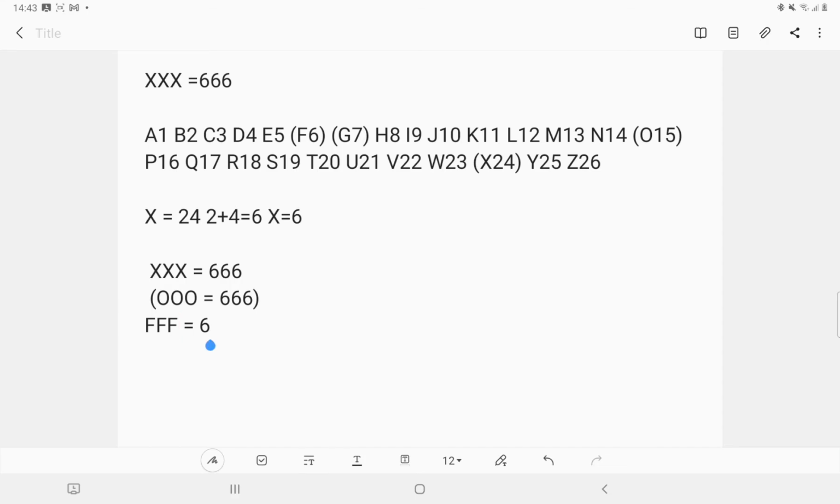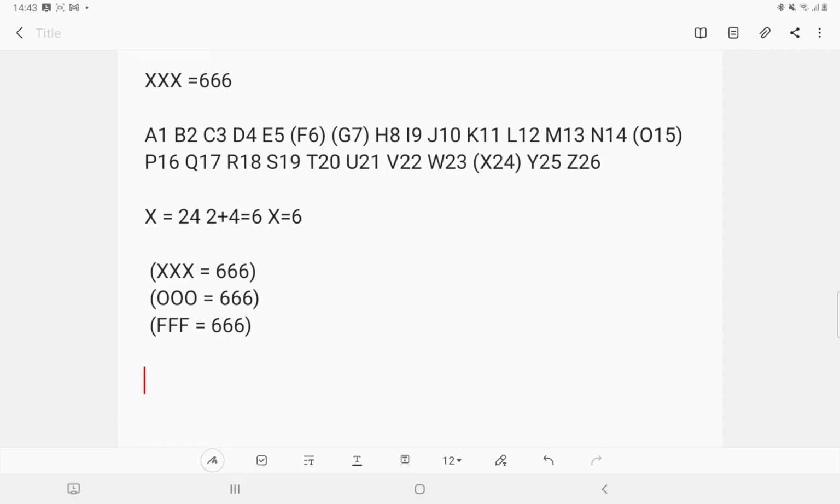FFF equals 666. Hold on guys, I haven't got to where I need to be yet. Just give me a sec, because this is where it gets interesting now. I don't even know why I did that. I don't really need that in, but there you go. XXXFFF. Well, of course, right? This is where it gets interesting.